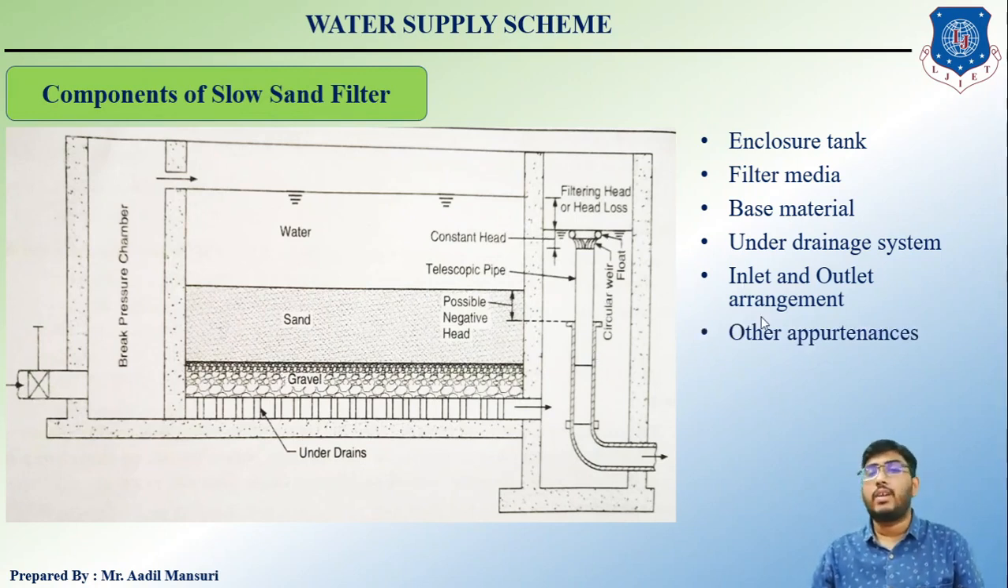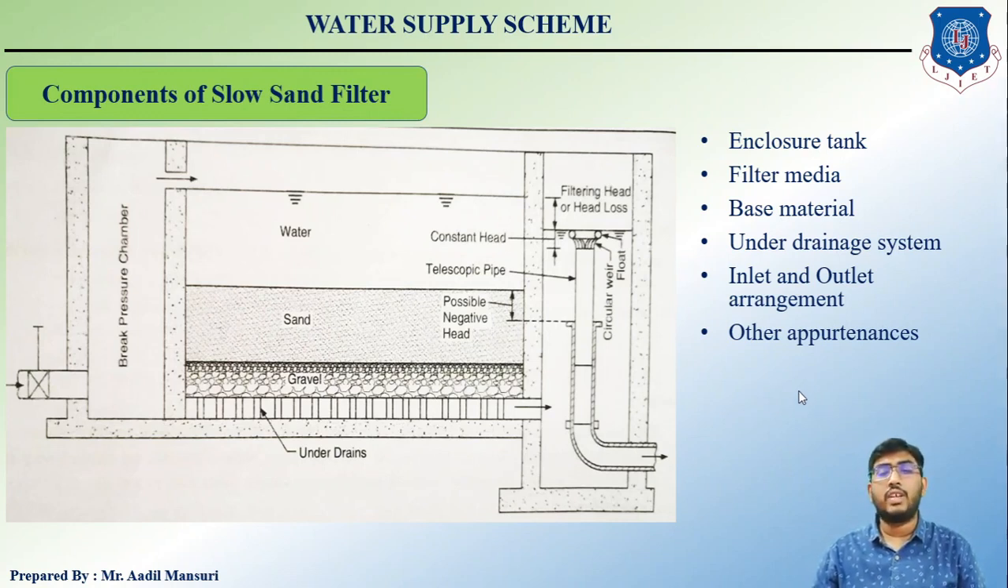Let's talk about the enclosure tank. It consists of an open watertight rectangular tank made of concrete or masonry, and the bed slope is kept around 1 in 100 to 1 in 200. The depth of the tank usually varies from 2.5 to 4 meters. The plan area of the tank may vary from 100 to 200 square meters or even more, depending on the quantity of water to be treated. Clear?